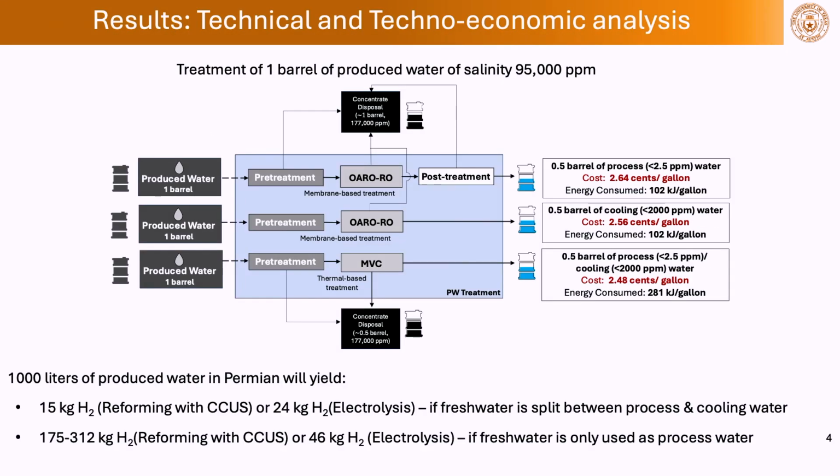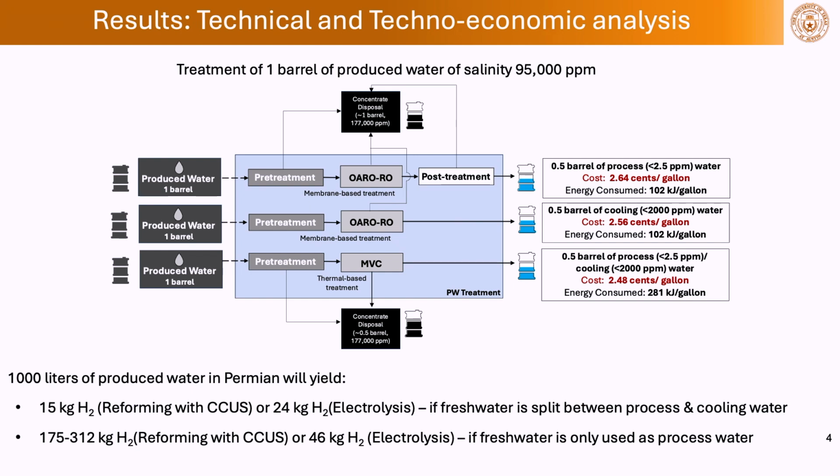Next I'll move on to some of the important results that we have obtained by modeling both the unconventional osmotically assisted reverse osmosis and the conventional mechanical vapor compression for the application considered. As you can see here, for every 1 barrel of produced water that is being purified, we get about half a barrel of fresh water that can be used for either process water or cooling water requirements for clean hydrogen production. The first two on the top are the coupled osmotically assisted reverse osmosis and RO, which is the technique that we are pursuing. And the last one is mechanical vapor compression.